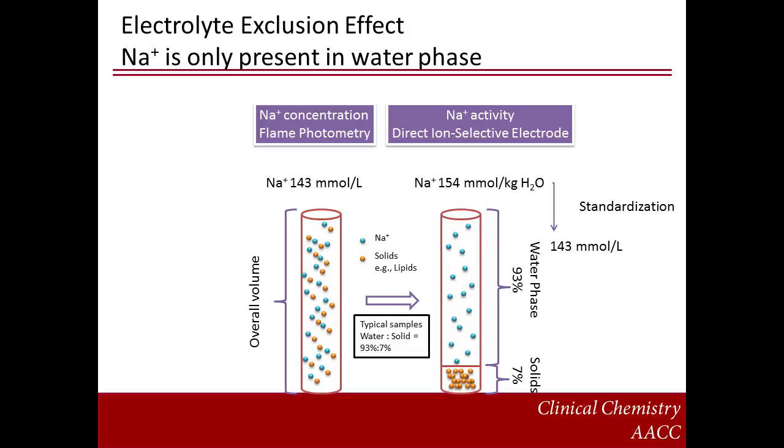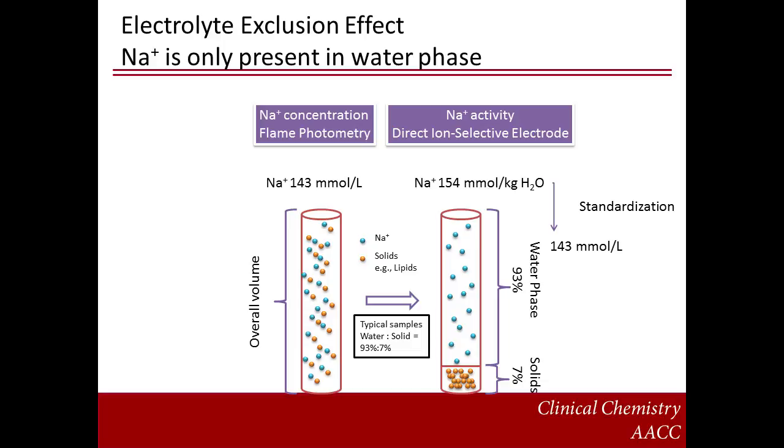The phenomenon that sodium and other electrolytes are only present in the water phase and excluded from the solid phase in serum or plasma is called the electrolyte exclusion effect. This effect has several implications in sodium and other electrolytes measurements. As summarized on this slide, the sodium activity measured by ion-selective electrode is converted to 143 millimole per liter based on the assumption that 7% of sample volume is occupied by non-soluble solids such as lipids and proteins.